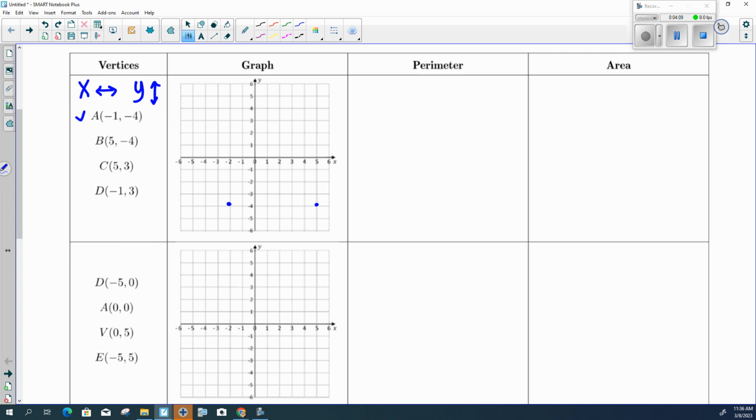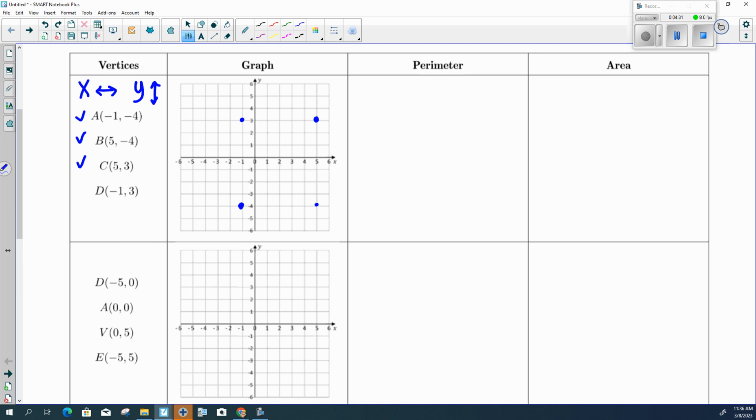So I just put A and B. So for C, since they're both positive, I'm going right 5, up 3. Not rise over run. Please don't do that for ordered pairs. And then D is a negative 1, so left 1, up 3. It looks like I plotted that one wrong. Left 1, down 4. Okay, so I've created a rectangle here.